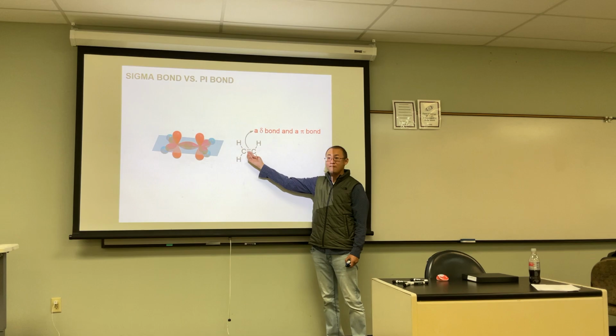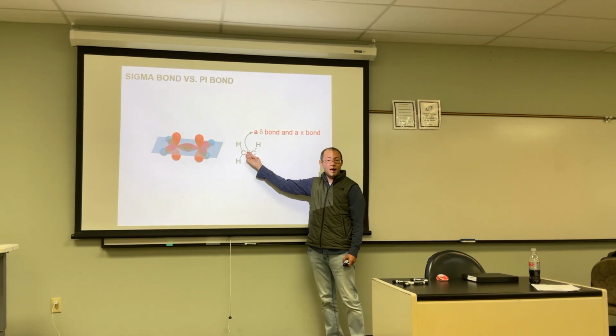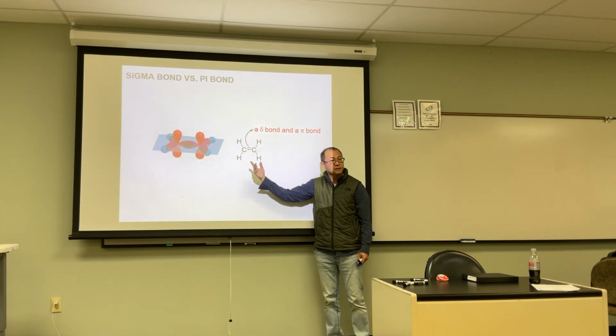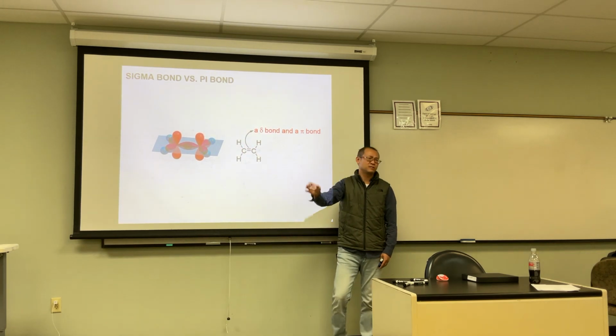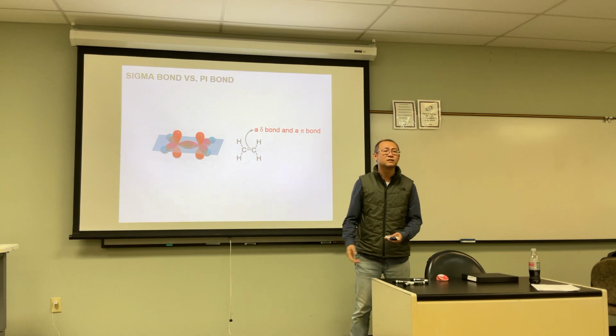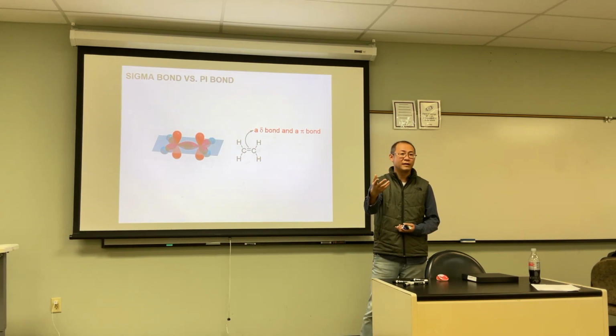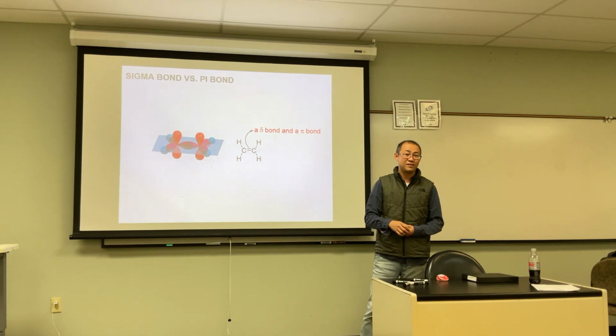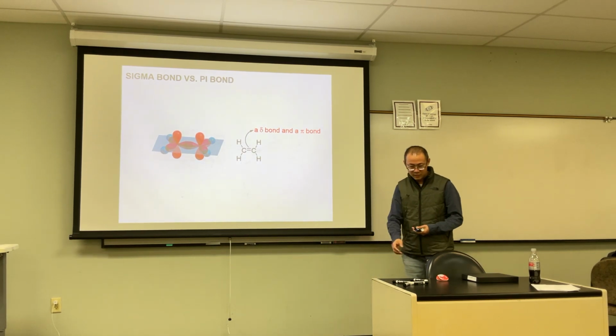So here we have two bonds, a sigma and a pi. And how about these bonds? They're all sigma bonds. All single bonds are sigma bonds. You can even say that a double bond normally contains a sigma and a pi. Okay, they're different.